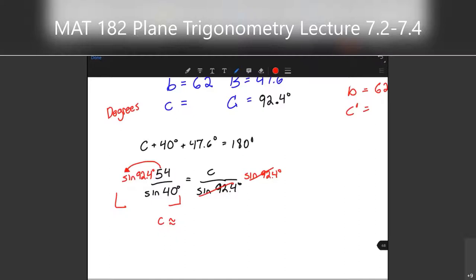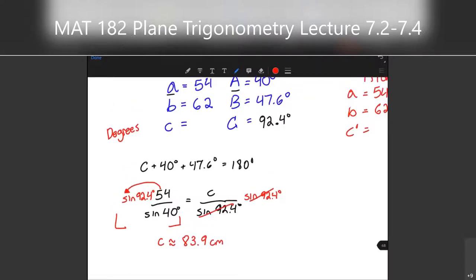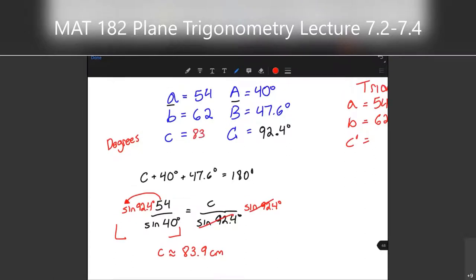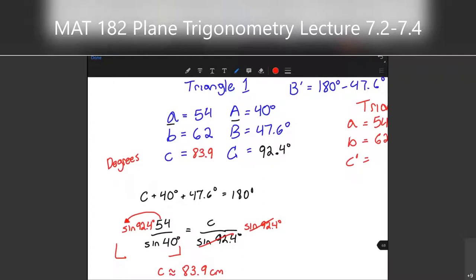Mr. Coglin, I got 83.9. 83.9. So 84, I guess. Unless I put it into the calculator wrong. Yep. I think you're okay. Do we have confirmation on that? 83.9 look good to anyone else? Yep. All right. Excellent. I think that would be correct. So we'll place that in, 83.9, and there is our first angle. So we've got our first angle worked out.